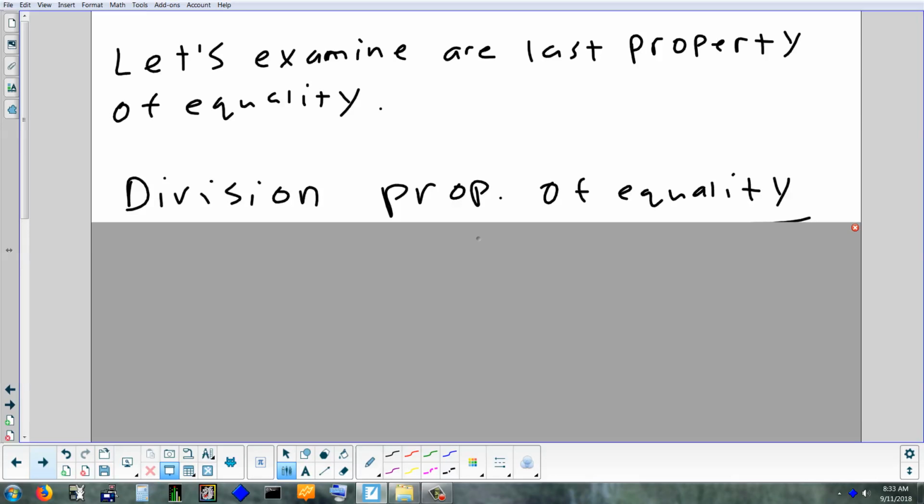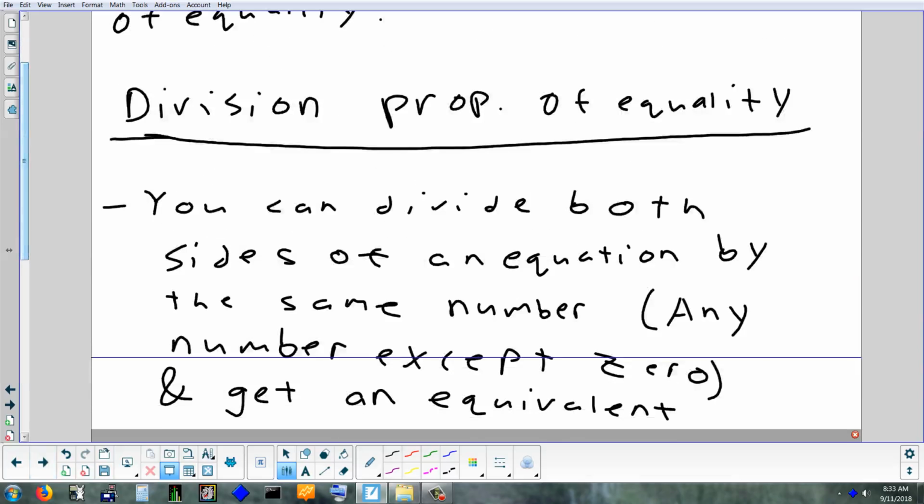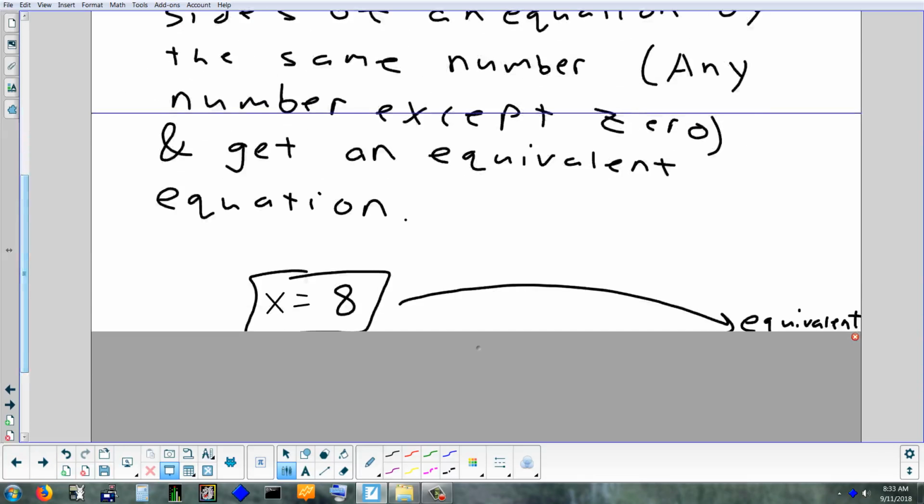So you can divide both sides of an equation by the same number and get an equivalent equation, but there's one number you're not allowed to divide both sides by. You're never allowed to divide by this number. Yep, Najela? 0. So you can divide both sides of an equation by any number you want except 0. But the key is you have to do it on both sides.